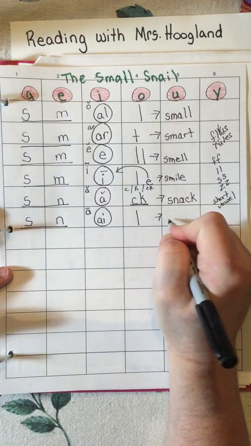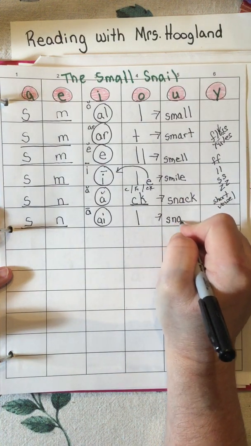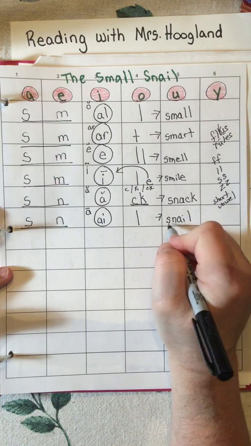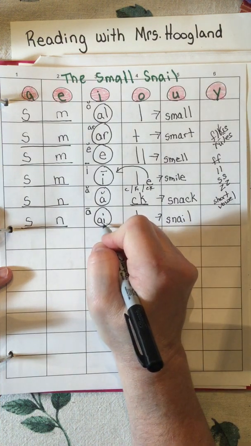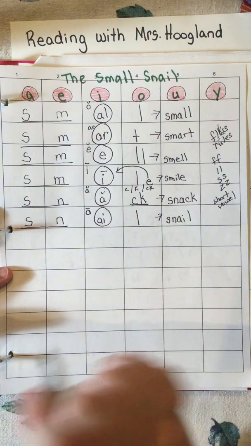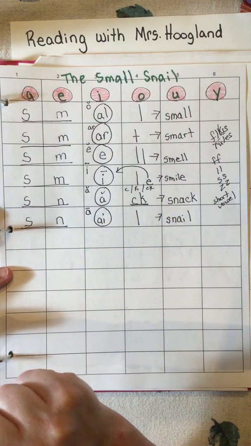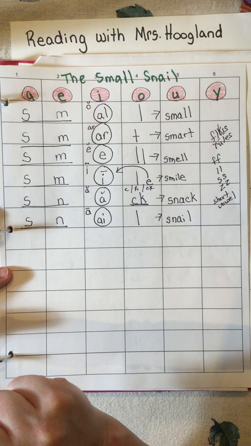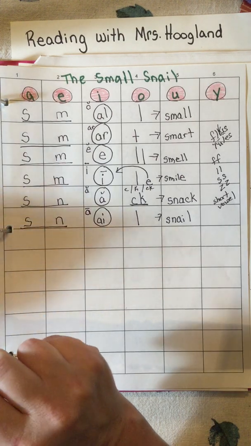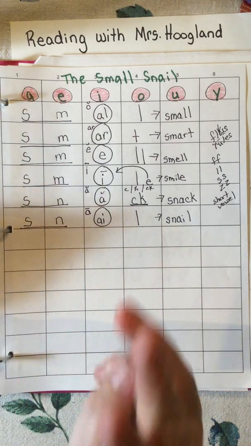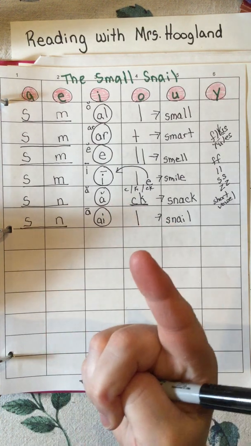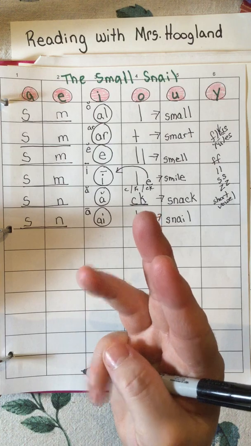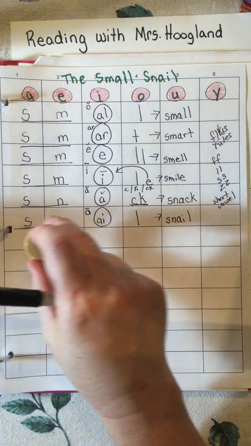What is our word? Snail. 1, 2, 3, 4. This is a vowel team or chunk, and it counts as one vowel. Even though there's two, it counts as one. The word snake. Ready? Snake. How many sounds? You try it. Snake. Here we go.